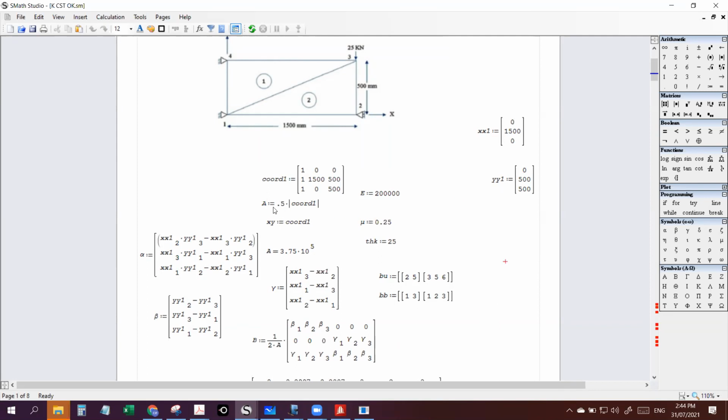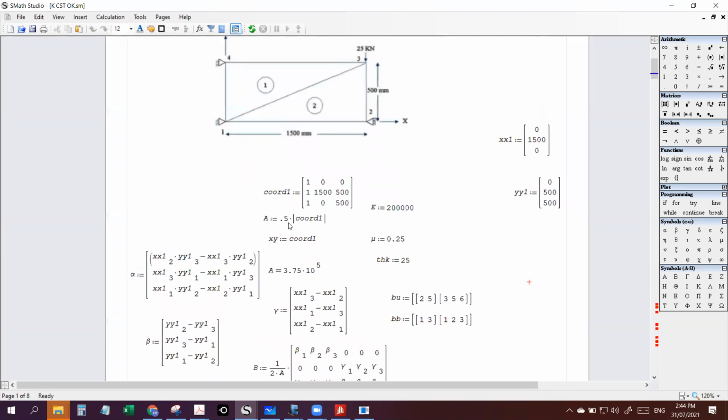Okay, next is, we establish the area. Diba? 1/2 times the determinant inside. So I got 3.75 times 10 raised to 5. Formula ng alpha is this one.